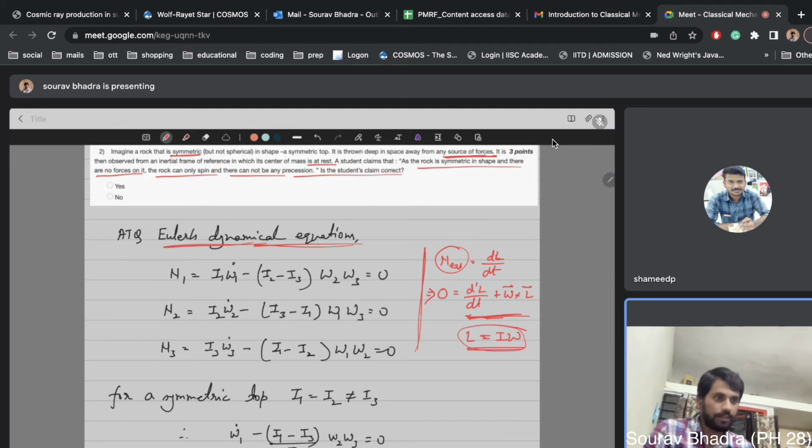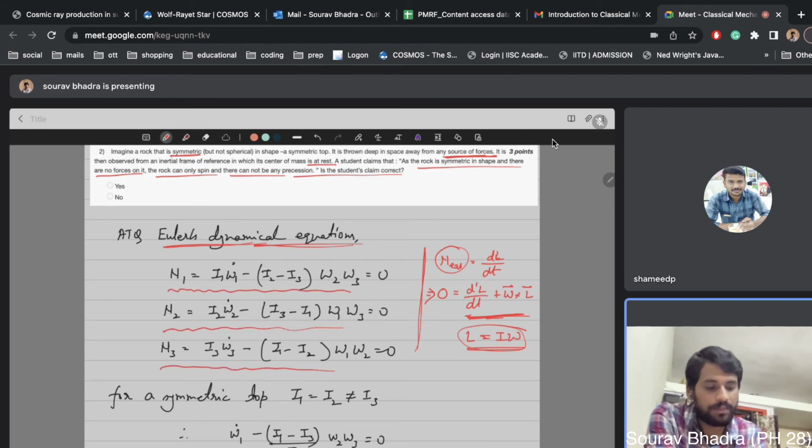This we have already considered. Now if we write this equation in an open form, that means in a component by component method, then we will get these N1, N2 and N3, 3 equations corresponding to the 3 axes, and as there is no force I have written equals to 0 in the right hand side. Okay, so this is the equation which governs the motion of the symmetric top.